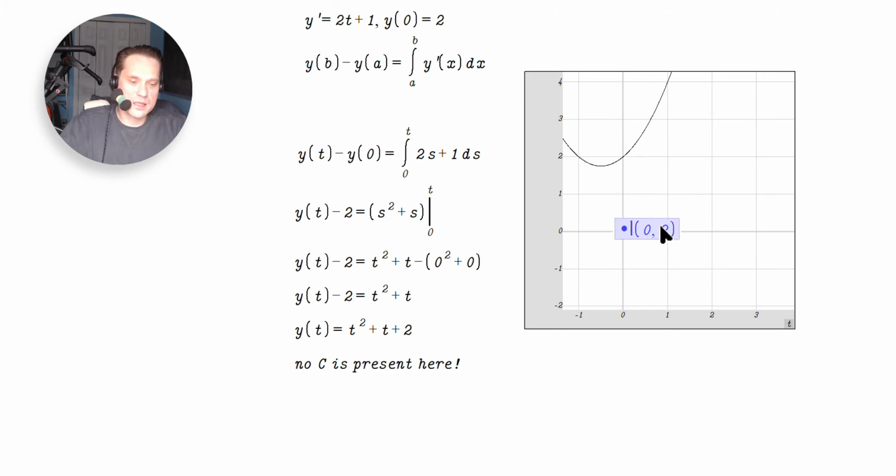Because this is, what is that? t equals 0, and then y equals 2. So it comes up to here, (0, 2) in that position. And it's built in. You have the function. And that's how you can incorporate initial conditions into integrals directly.